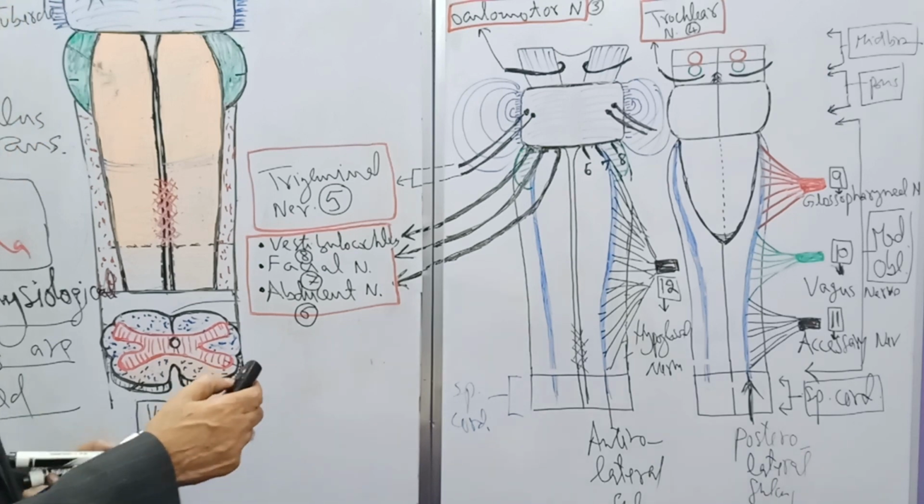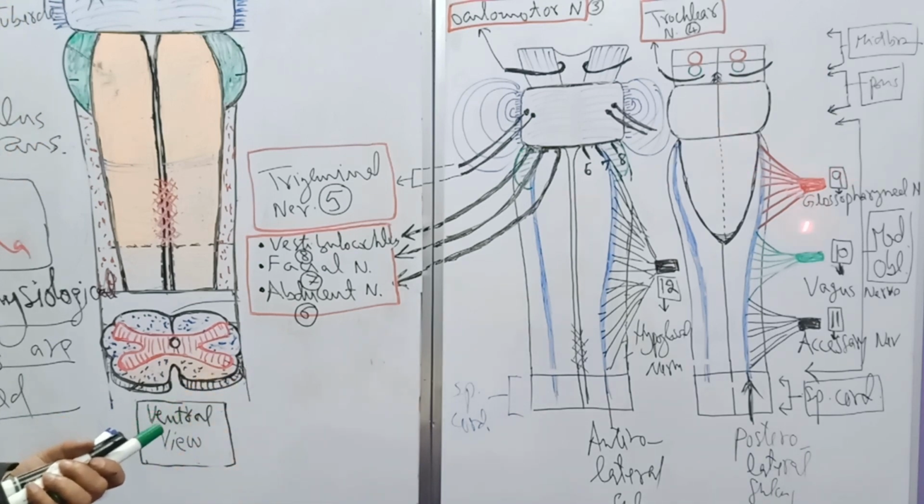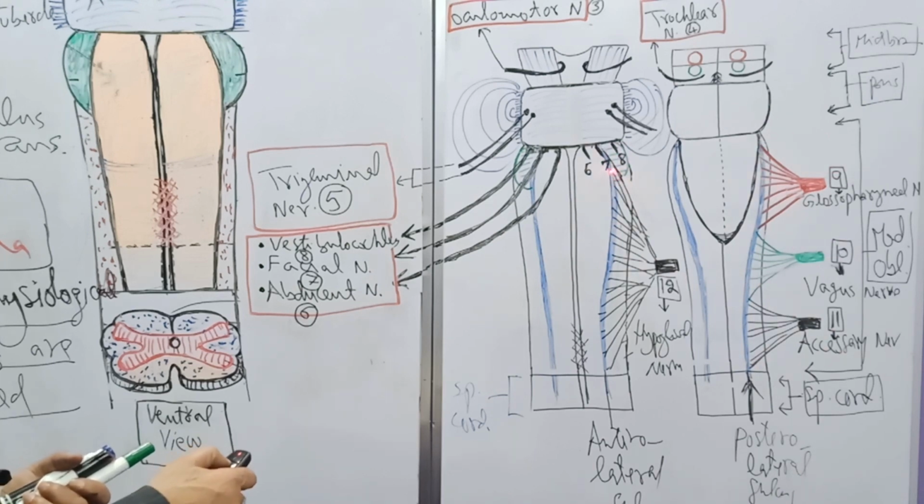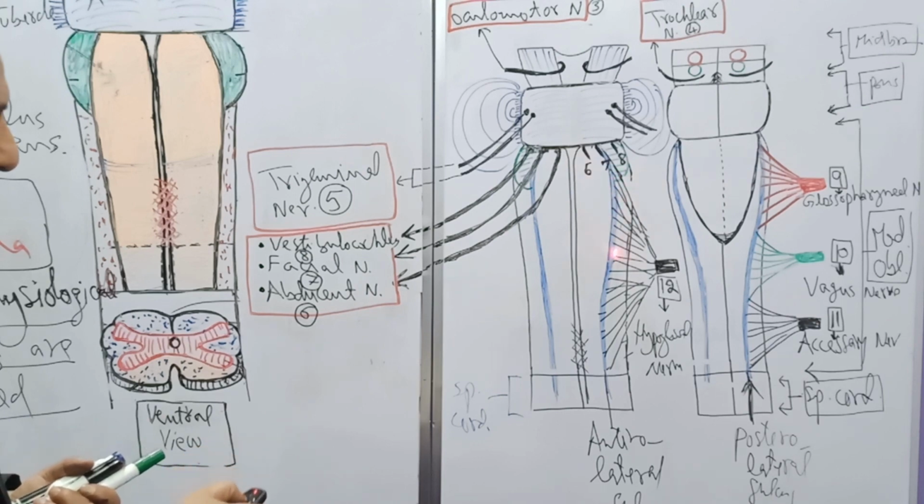You can see the rootlets of three cranial nerves. They arise from the posterolateral sulcus from upper end to lower end. Several rootlets join together to form 9th, 10th, 11th cranial nerve. Now, to correspond with the rootlets of 9th, 10th, 11th cranial nerve, the hypoglossal nerve rootlets arise throughout the extent of the anterolateral sulcus.